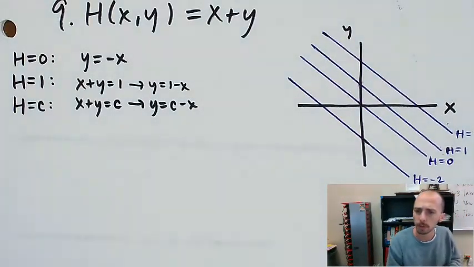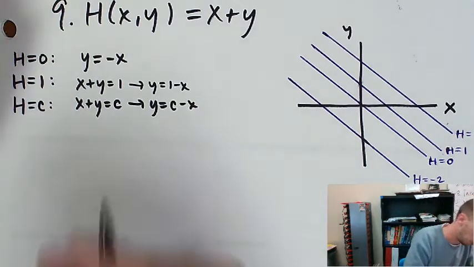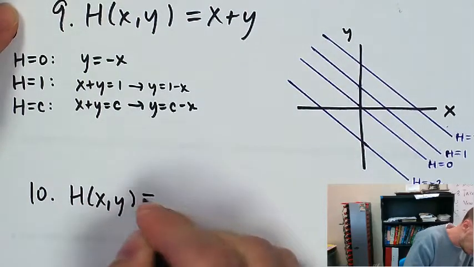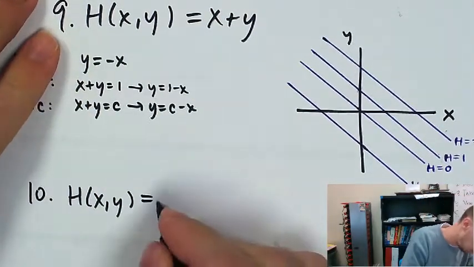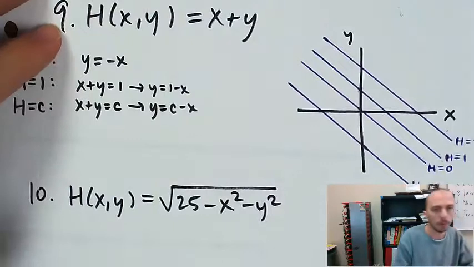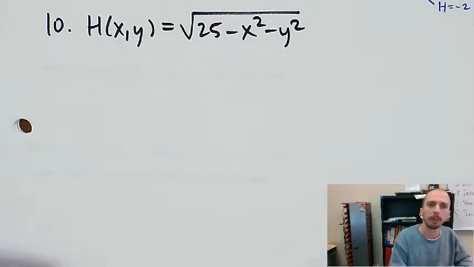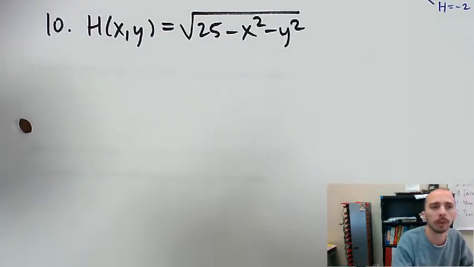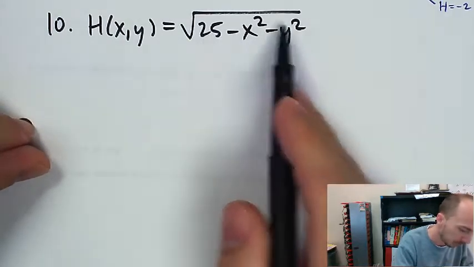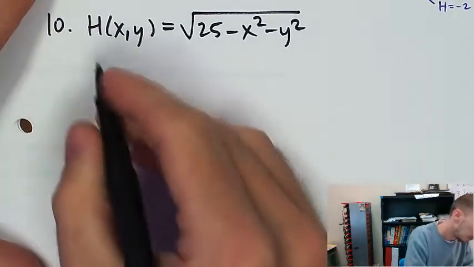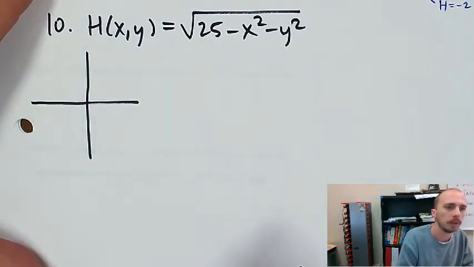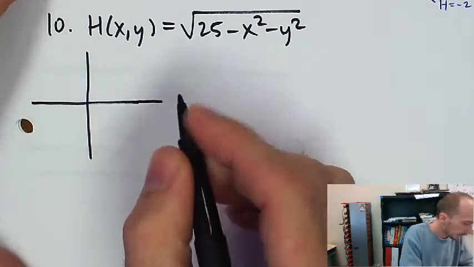The next contour map we're asked to build is for a sphere. This is actually the equation of a sphere. So h of x and y is equal to the square root of 25 minus x squared minus y squared. And I know that it wasn't asked for, but I'll tell you, this is a sphere, it's centered at the origin, and it's got radius 5. So the maximum height of this function is going to be the square root of 25, which happens at the origin. And maybe I'll just put this over here.